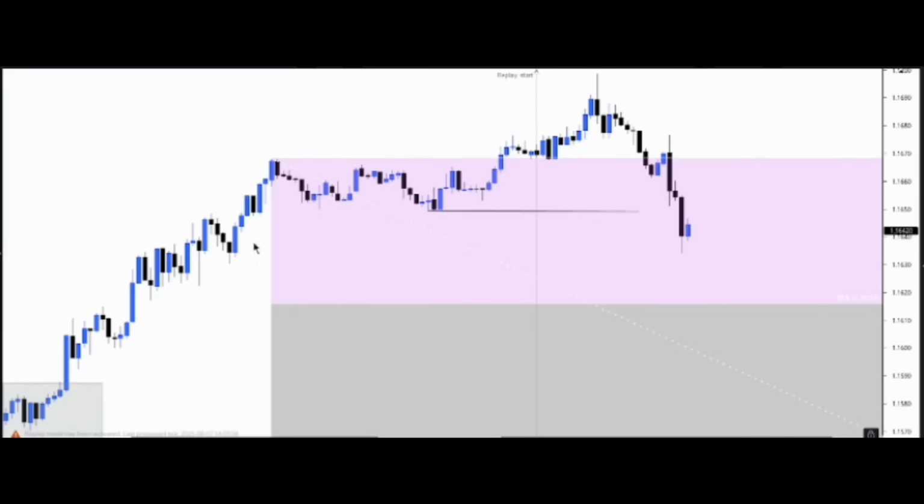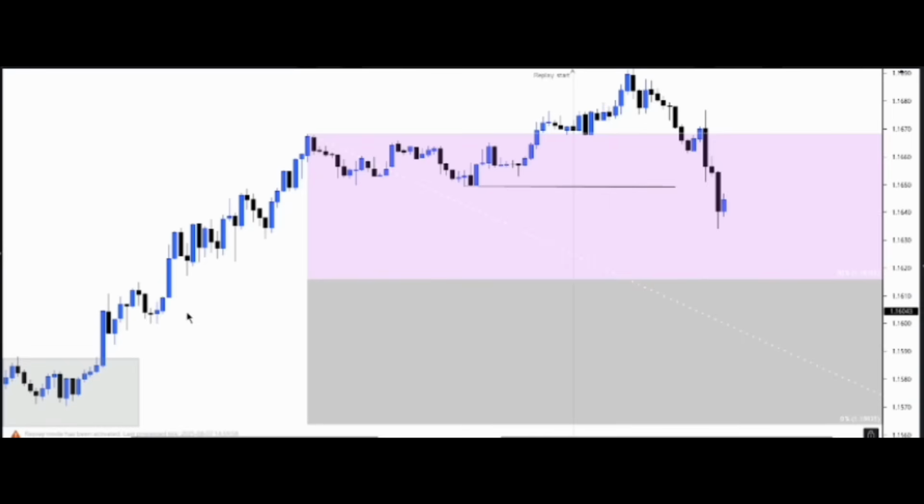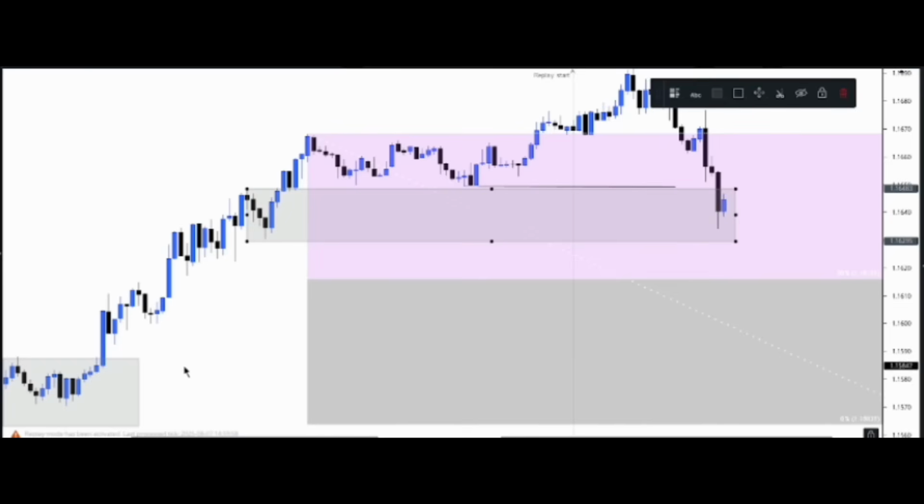Where are our areas of interest? We need to start marking up our areas of interest. The first area of interest is this one. Remember, mark out the order flows first before the order block. This is not mitigated. That's the first one.